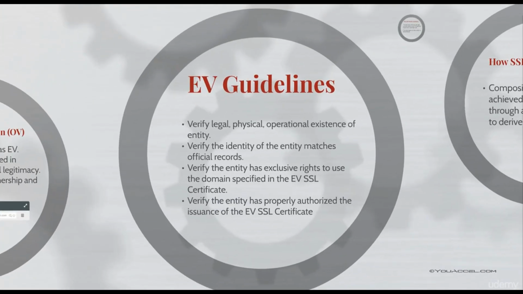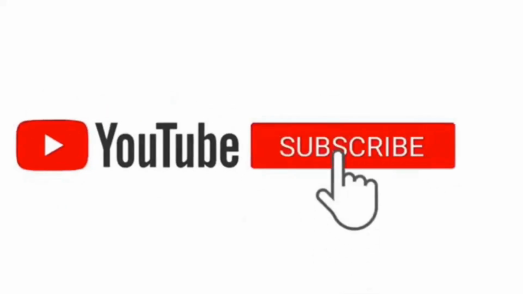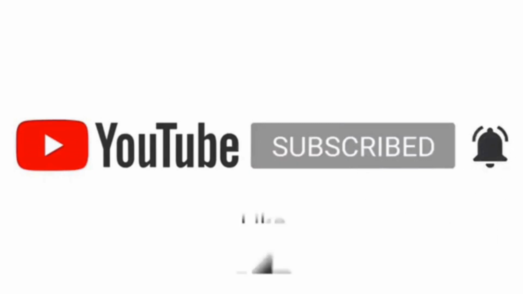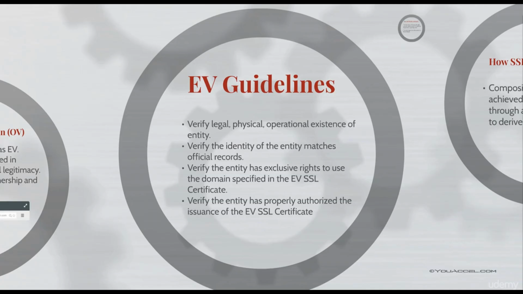This set of guidelines requires that CAs obtain the following information before issuance of an EV SSL certificate: verifying the legal, physical, and operational existence of the entity, verifying that the identity of the entity matches official records, verifying that the entity has the exclusive right to use the domain specified in the EV SSL certificate, verifying that the entity has properly authorized the issuance of the EV SSL certificate.